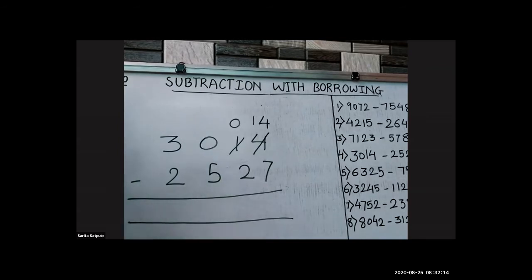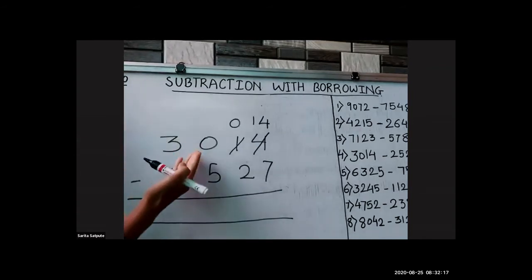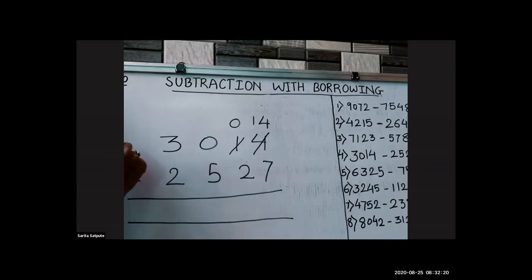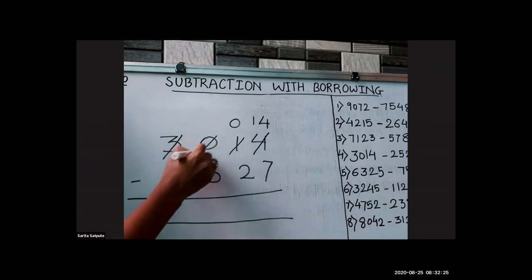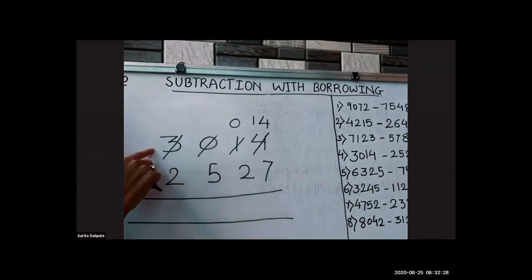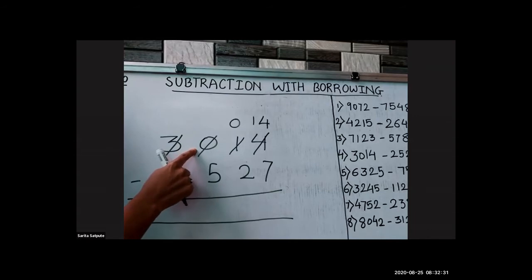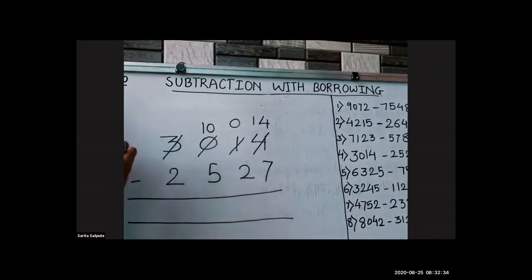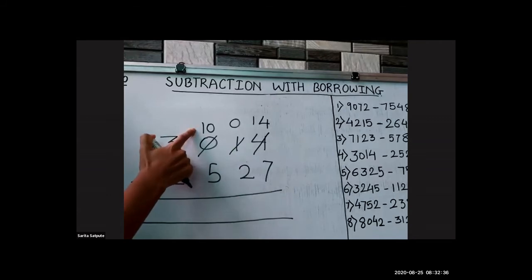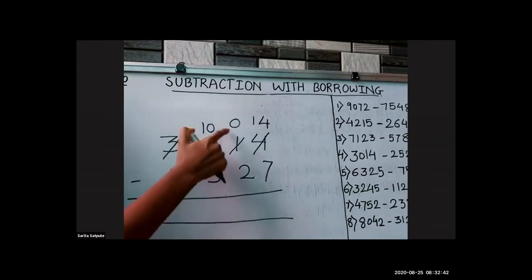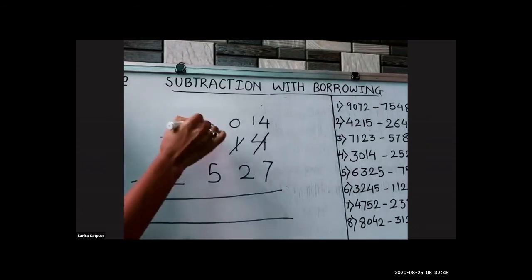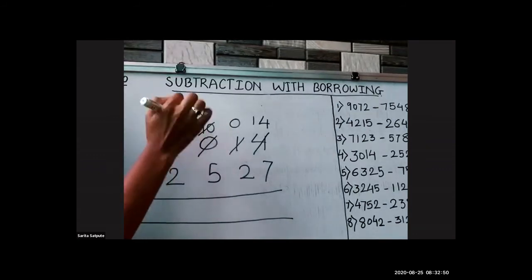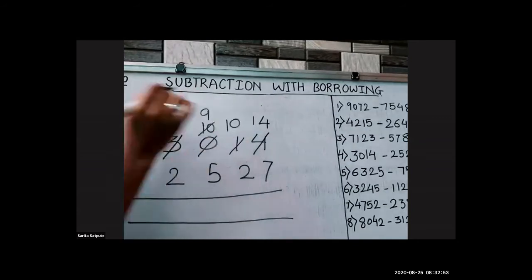Borrow 1 from 0 and make 10. But 0 has nothing with him. Borrow from 3. Yes, very good. Now you have to borrow from 3. So 3 has given one number to 0, so it will become 10. Now 0 has become 10. But again, the problem is you cannot subtract 2 from 0. So what will 0 do? Cut 10 and make it 9. Yes, very good, very nice.